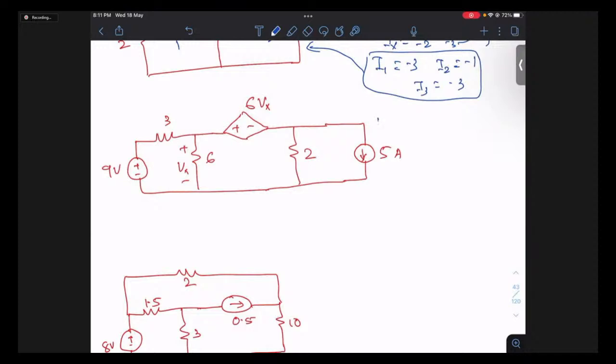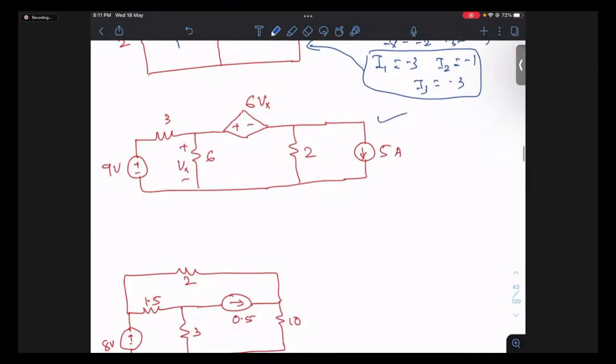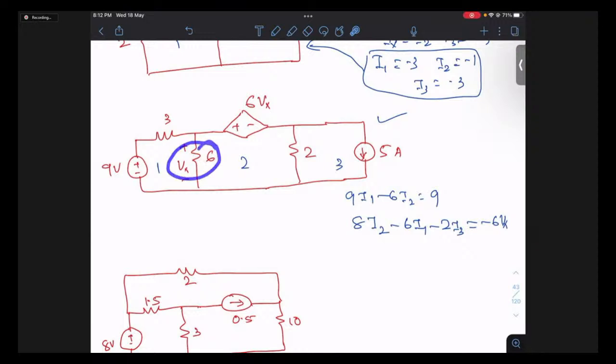This one I think also you can easily do. So for mesh 1, 9i1 minus 6i2 is equal to 9. This is mesh 1, this is mesh 3. For mesh 2, 8i2 minus 6i1 minus 2i3 is equal to minus 6Vx. Yes or no? Self is 6 plus 2, 8. Minus 6i1 minus 2i3 is equal to minus 6Vx. This is the mesh 2 equation.